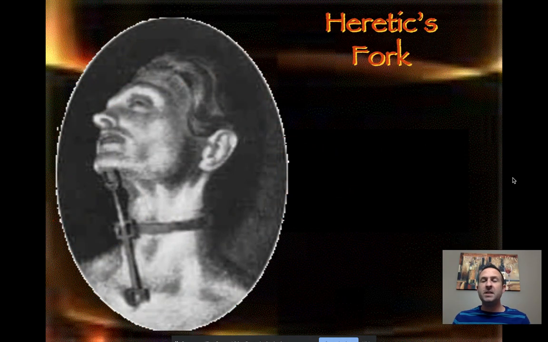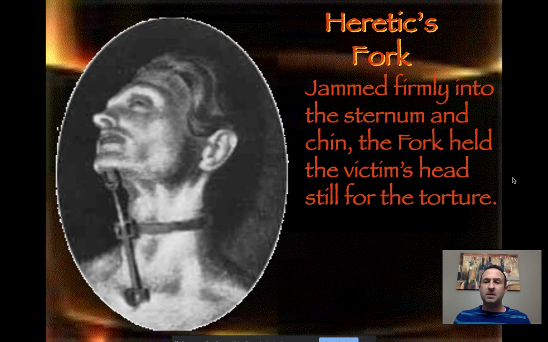Ooh, the heretic's fork. Now, on first glance, this isn't so bad. But I don't want any of that. This is jammed firmly into the sternum and chin. The fork is held against the victim's head to hold the victim's head still to endure the torture. Now, eventually, your neck gets stiff. You want to breathe a little more deeply. And of course, once you do that, you're going to jab yourself in both your chest and your chin. But it'll keep you from talking and speaking heresies, though. Notice, church.